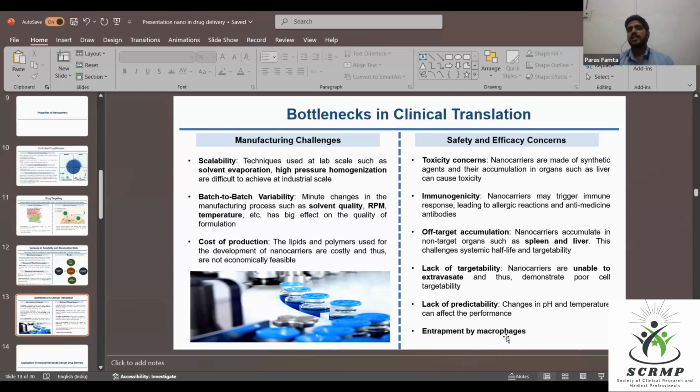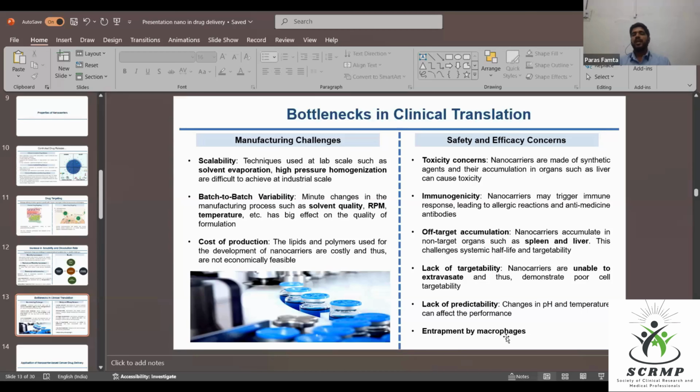And there are also some safety and efficacy concerns, like toxicity concerns. Nanocarriers are made up of synthetic agents, and if we put any synthetic agent inside our body or inside our blood vessels, the body will try to eliminate it, because the body won't let anything stay inside it if it is not endogenous, means it's of self nature. The body will consider it as a threat and will try to eliminate or remove it.